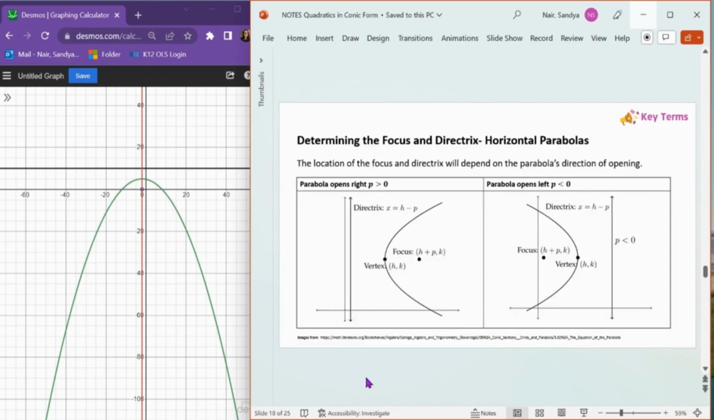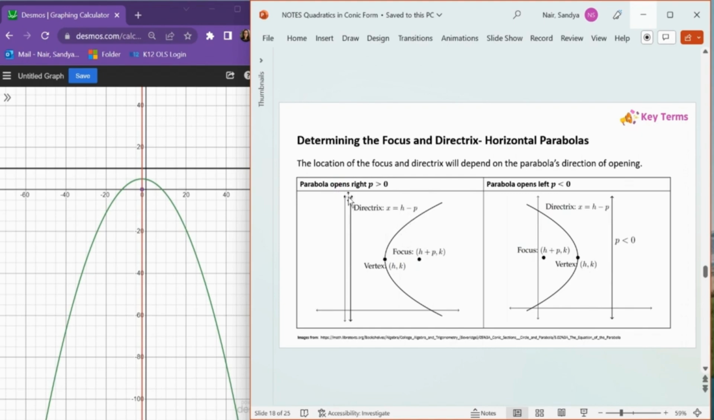So when we determine the focus and the directrix of a horizontal parabola, it's going to look a little different because we're going to be changing the x coordinate this time, right? Because the focus needs to be inside the parabola. So if the parabola opens right, you can see that we're going to add p to the focus, and that's going to put the focus right here, right at (h plus p, k). The directrix is going to be on the outside, so we're actually going to find the x equals equation, right?